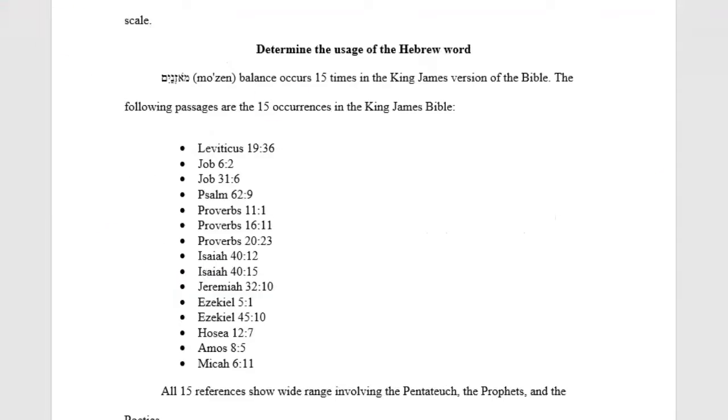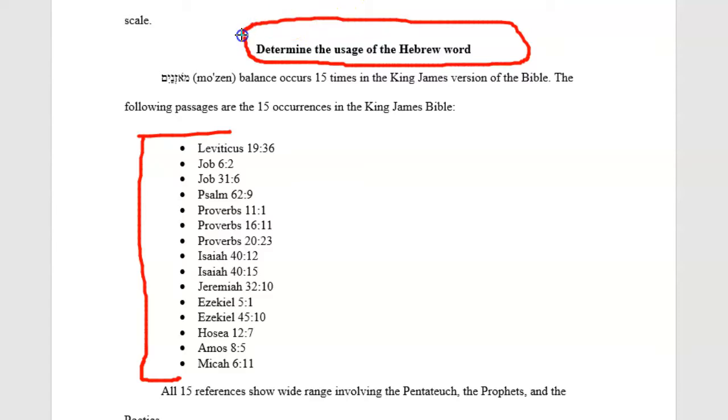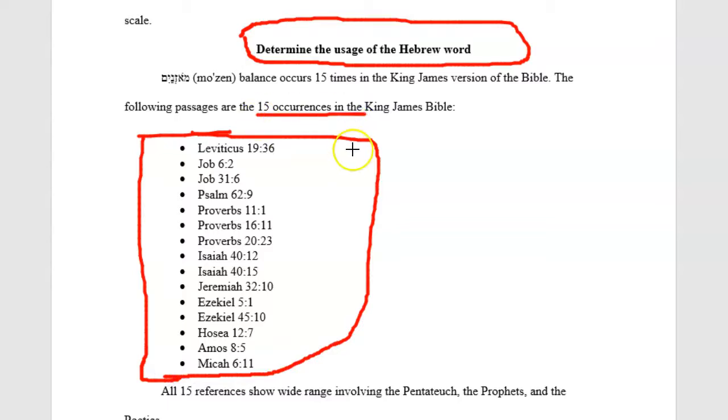Another thing that is very important for the study, which we're not going to talk too much about in this video, I just want to mention briefly, is we need to determine the uses of the Hebrew word. In other words, we need to go into the Bible and see how many times that one Hebrew word is used. It's used about 15 times in the New King James. And here are all the occurrences of this word balance in the Old Testament.